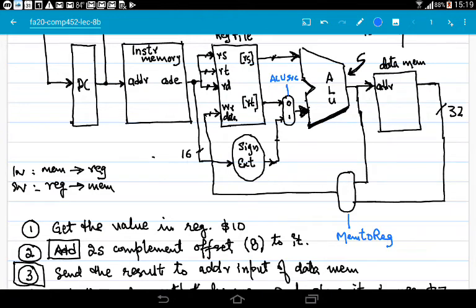So this is a 32-bit number, this is a 32-bit number, this is a 32-bit number, and this is our mux. This is our mux. And this is the data line.